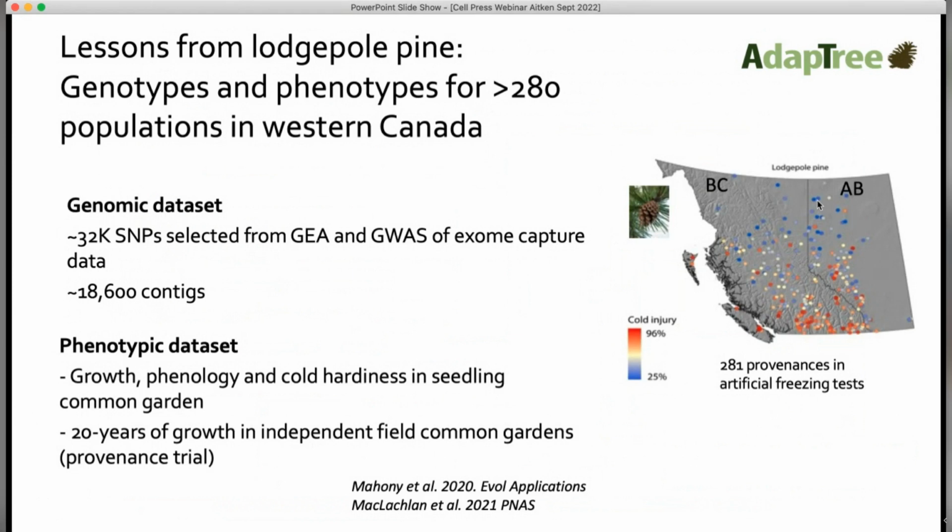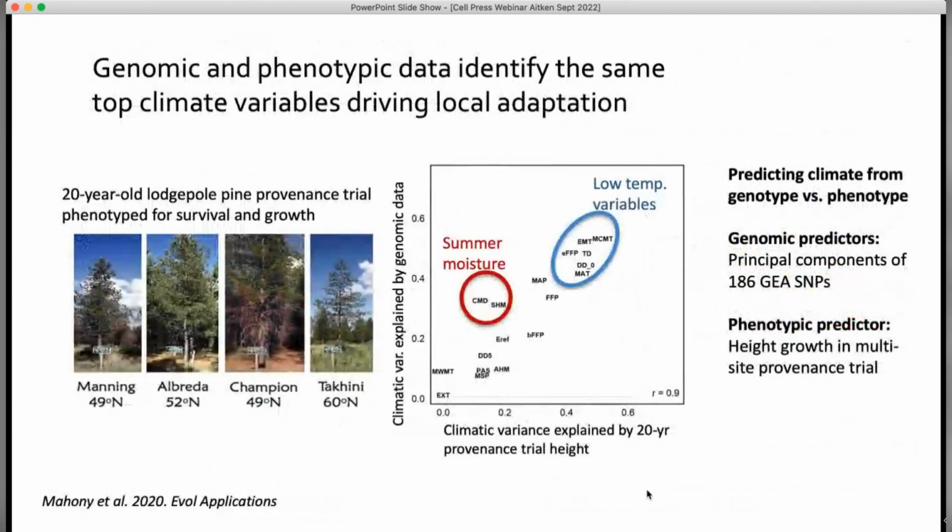The populations that are in blue had very little cold injury in those tests. The populations that are red had very high levels of cold injury. And you see a geographic pattern here that corresponds to extreme low temperatures and mean winter temperatures. And this is a typical pattern that we see, where cold adaptation to low temperatures has the strongest signal of local adaptation.